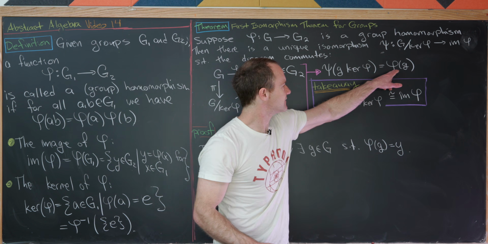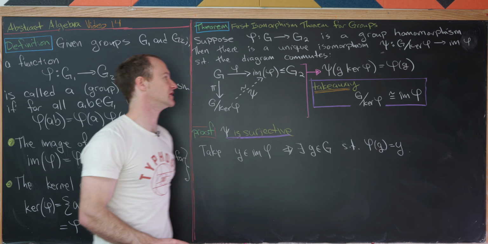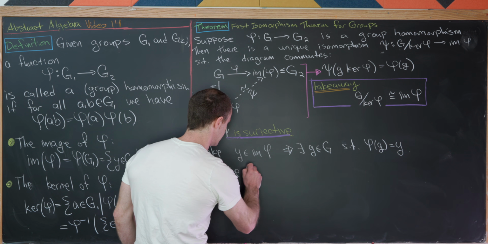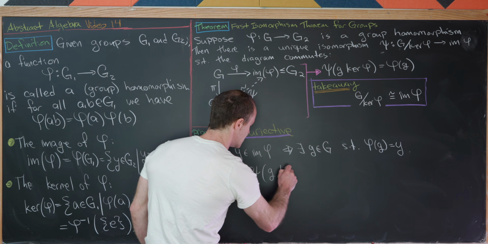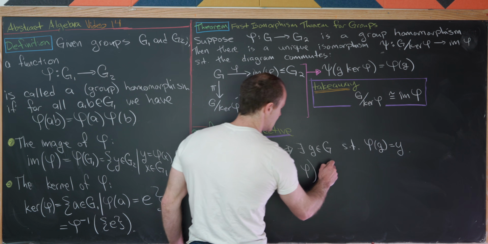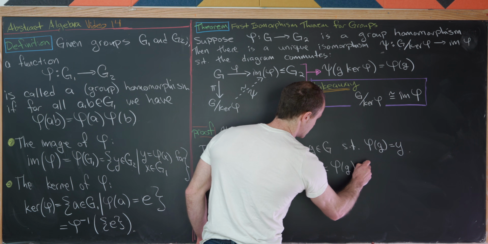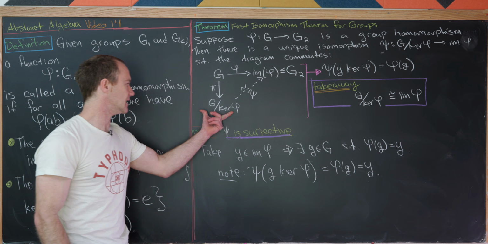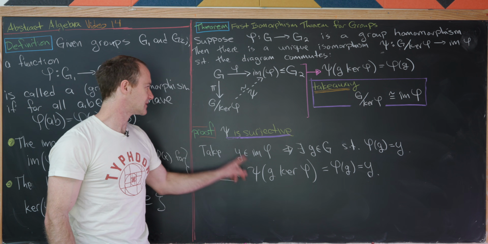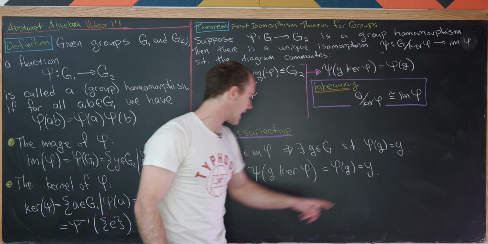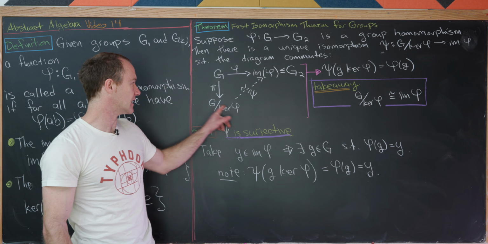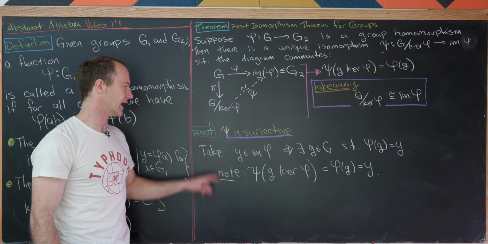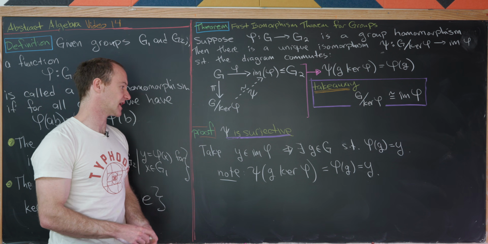But notice that φ of g is equal to ψ of g ker φ. So that actually finishes it off. We've got ψ of g ker φ equals φ of g, which is equal to y. So what we did is we found someone in this quotient group that gets mapped by ψ up to our arbitrary element here in what is the codomain of our map ψ. That's exactly what we needed for ψ to be surjective.